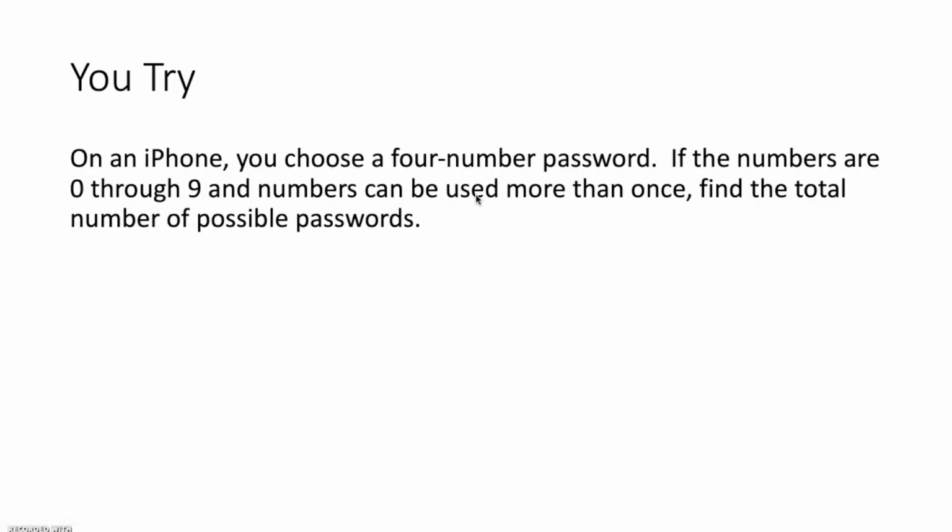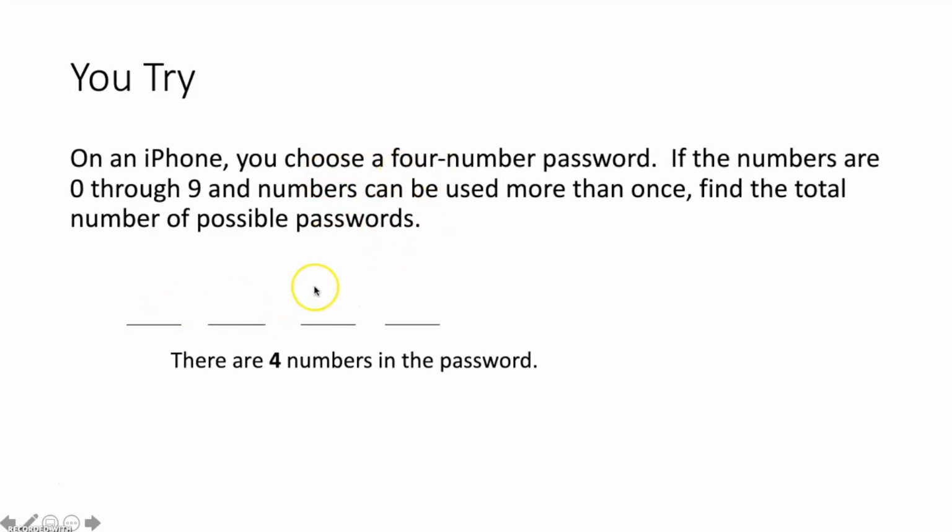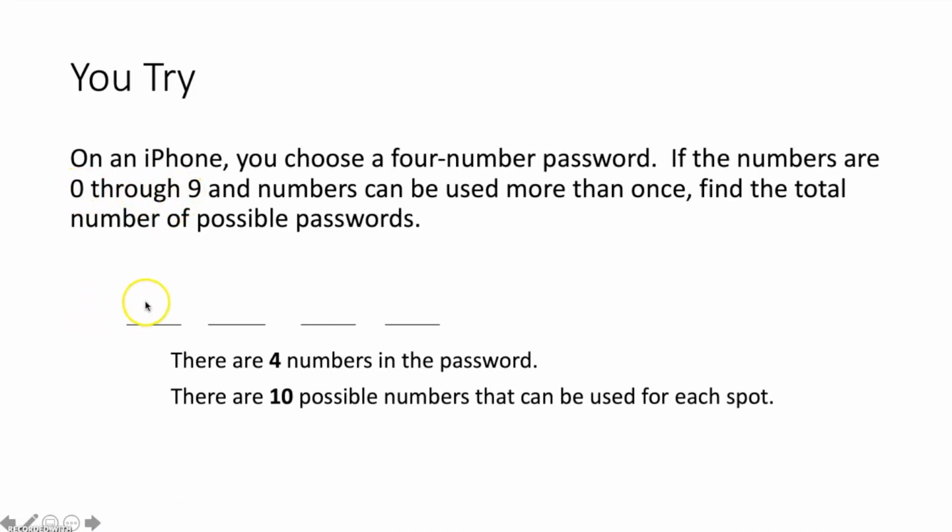Har! You try. Okay, this says on an iPhone, you choose a four-number password. If the numbers are 0 through 9 and the numbers can be used more than once, find the total number of possible passwords. Because we are finding the total number of possible outcomes, we are again going to use the counting principle. This time it's a four-number password, so we have 4 spots to fill. In that first spot, how many different numbers are there to choose from? We can choose 0 through 9, so that would be 10 different numbers for that first space.